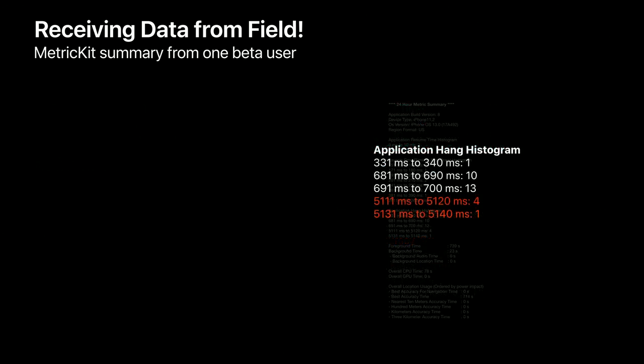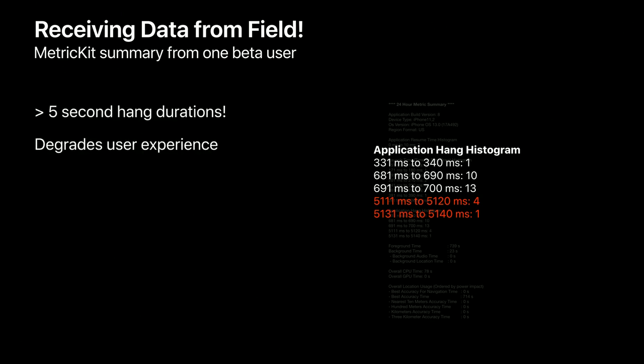The next example shows the histogram of application hang durations. The data shows there are many instances where the hang duration was more than 5 seconds, which is very bad for user experience. One of the ways you can solve this, as Phil described earlier, is to avoid long blocking calls in the main thread, so we can reduce any hang instances.